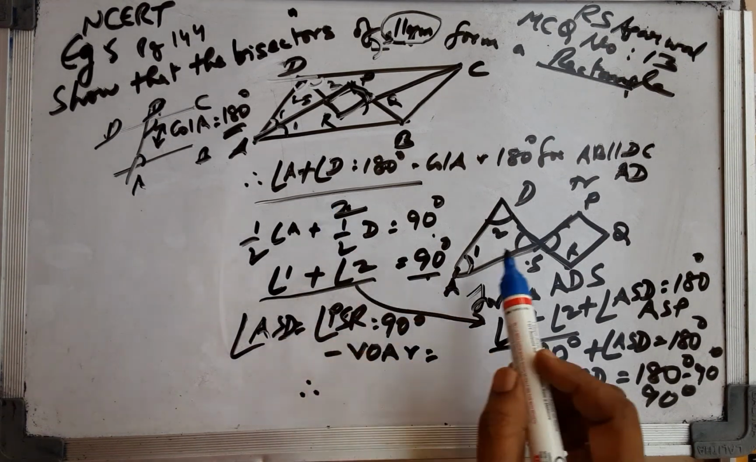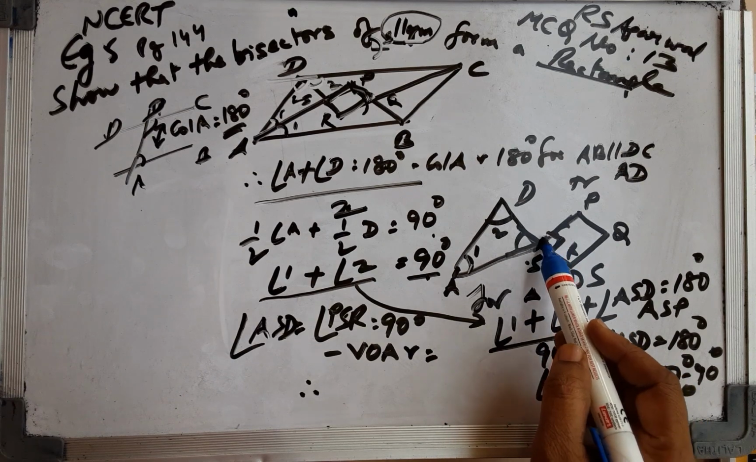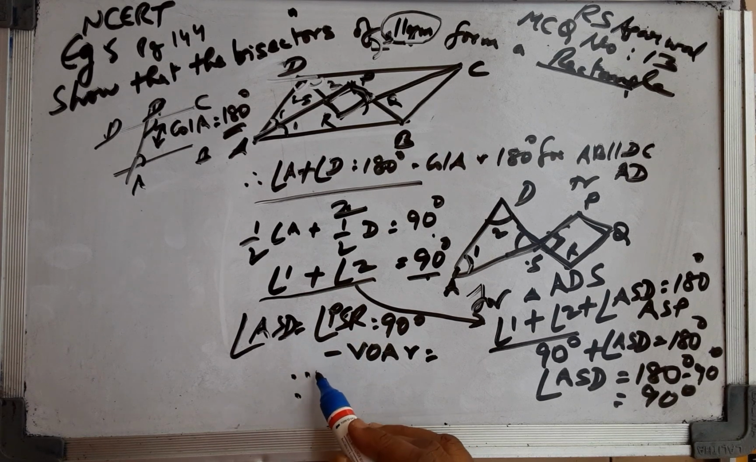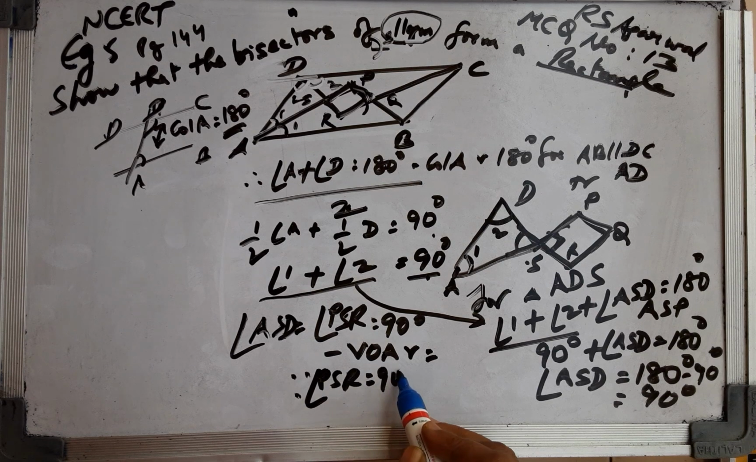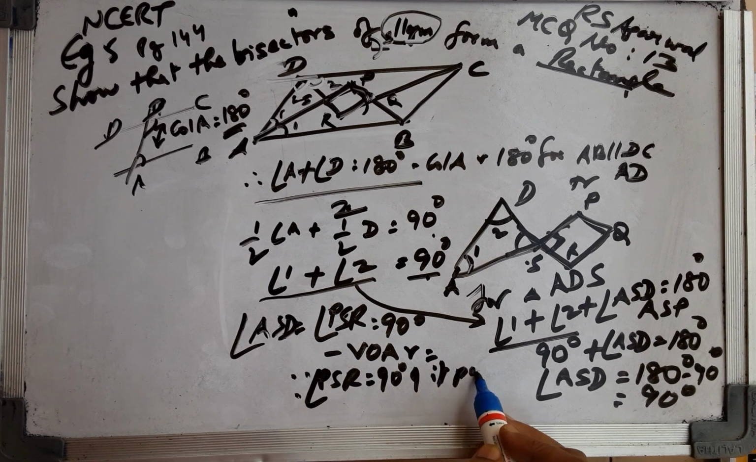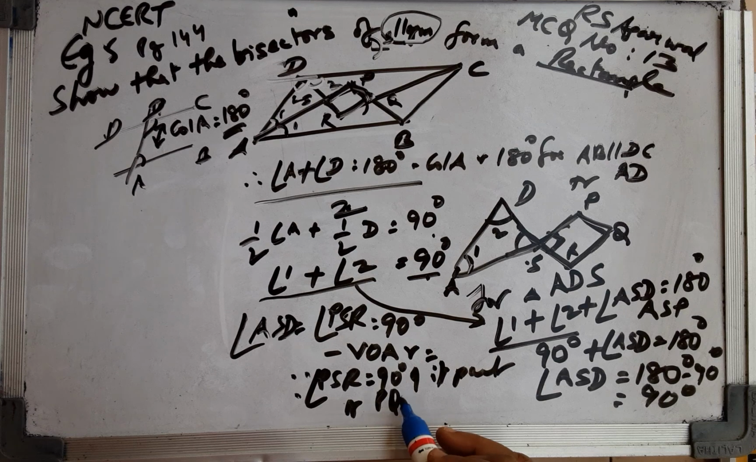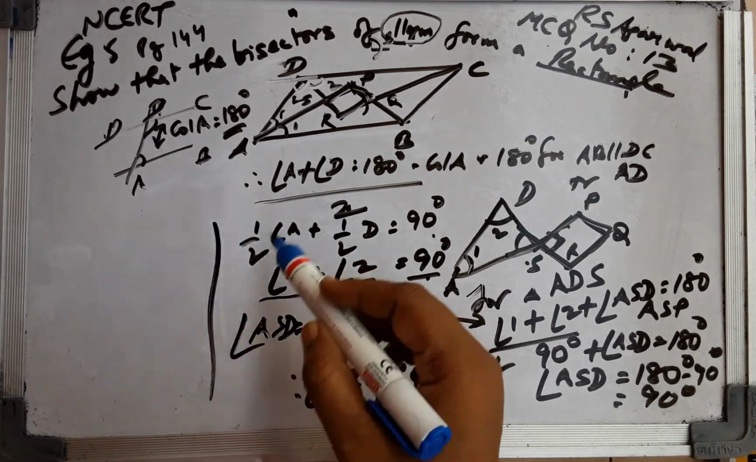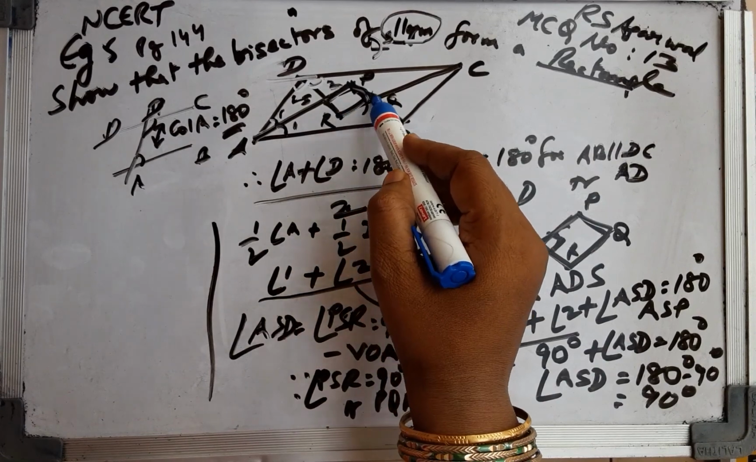Therefore, if one angle is proved to be 90, then PQRS, a parallelogram, is a rectangle. Since angle PSR equals 90 degrees and it is part of PQRS, by a similar pattern I can prove this part and this part and this part.